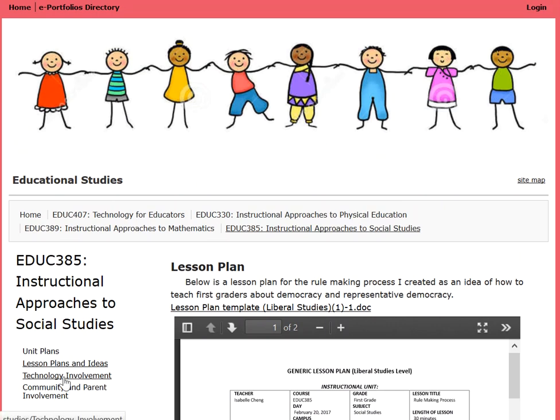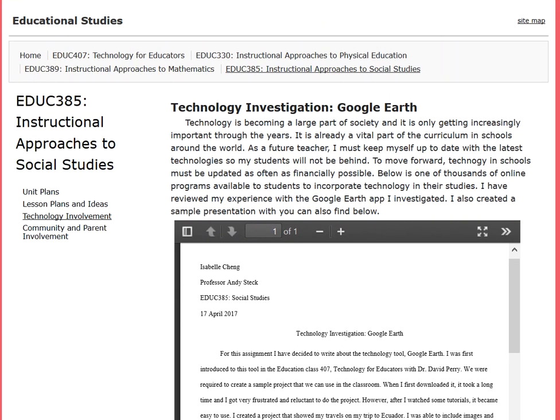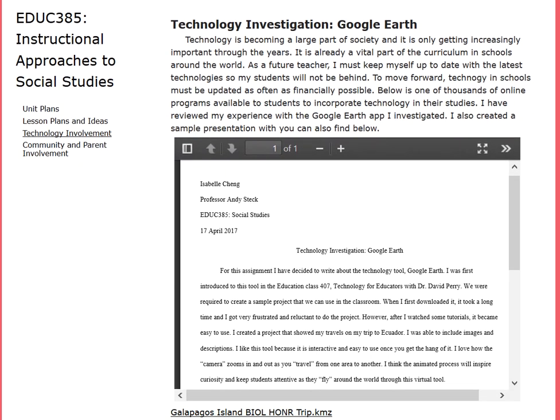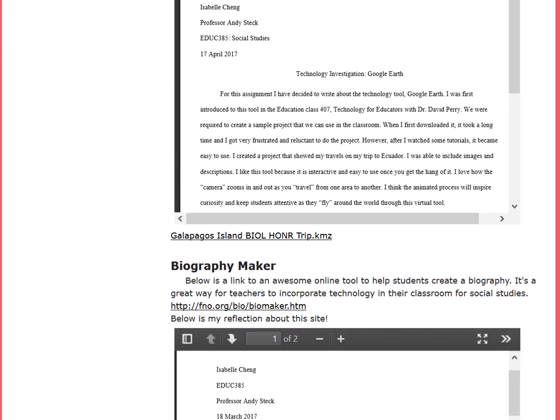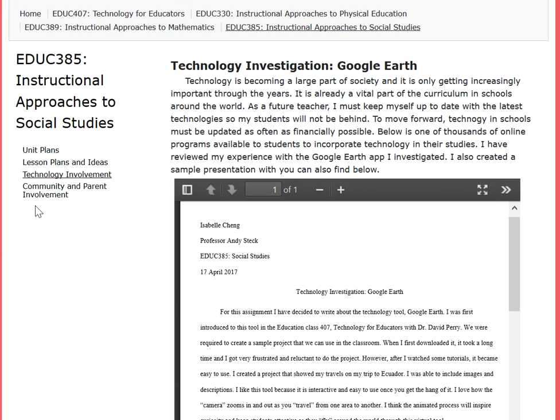Another one I have on here is technology involvement, which shows how I will incorporate technology like Google Earth and using the biography maker, and my reflection is on there as well for both.